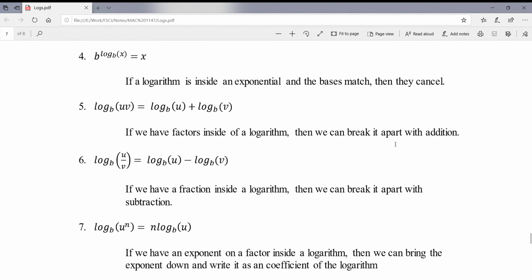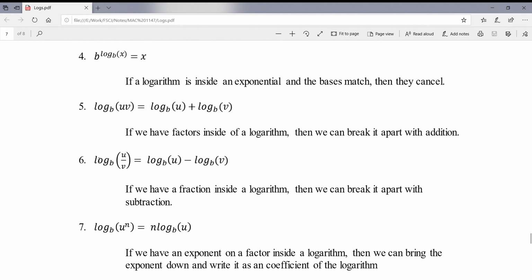Property number 5. Log base b of u times v is equal to log base b of u plus log base b of v. So if we have things that are multiplied, factors that are inside of our logarithm, then we can break them apart using addition.